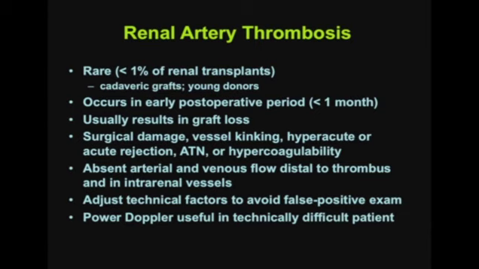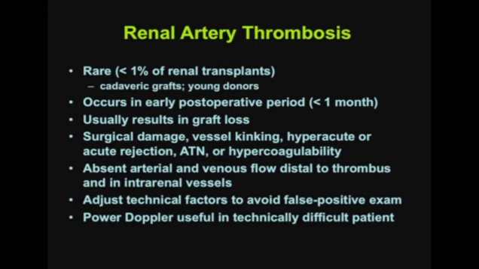There are a variety of reasons as to why this occurs: surgical damage to the artery, kinking of the vessel, hyperacute or acute rejection, acute tubular necrosis, or hypercoagulability. And there will be a complete absence of both arterial and venous flow distal to the thrombus and in the intrarenal vessels. And it's really important to adjust the technical factors to avoid a false positive examination.